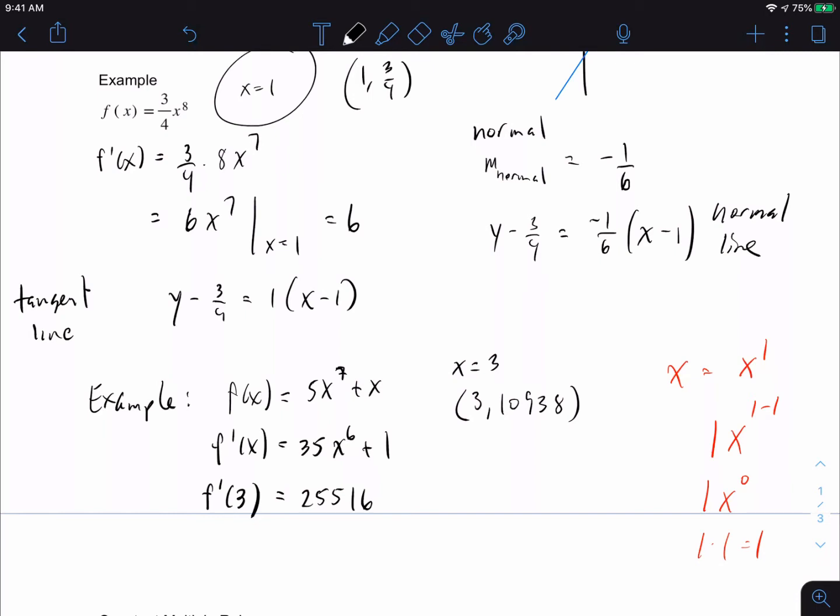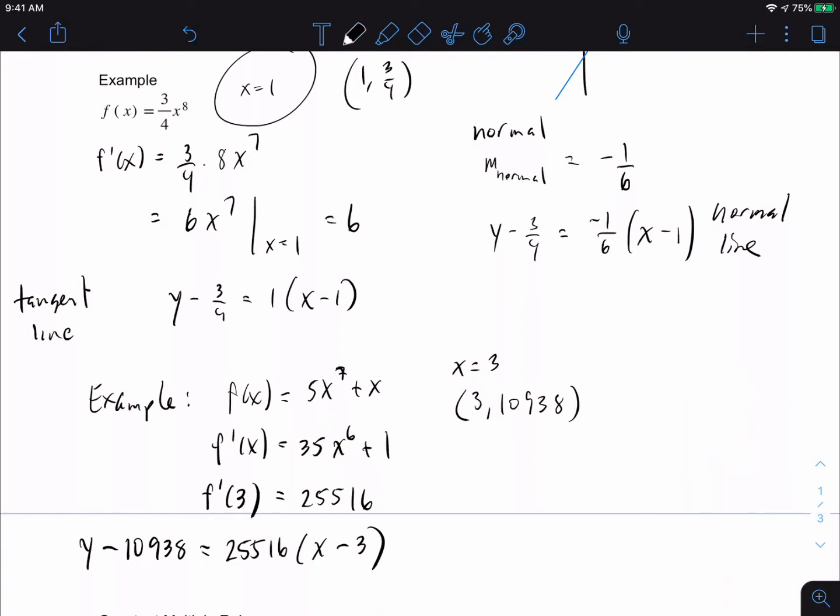So the equation of the line for this one would be y minus 10,938 is equal to 25,516 times x minus 3. Got it? And that's the tangent, correct? That's our tangent line. Now the normal is going to be the reciprocal of that.